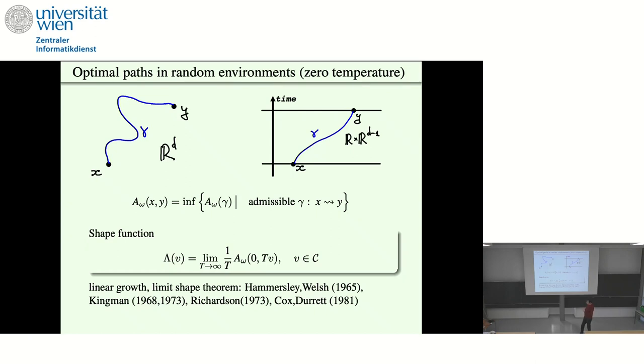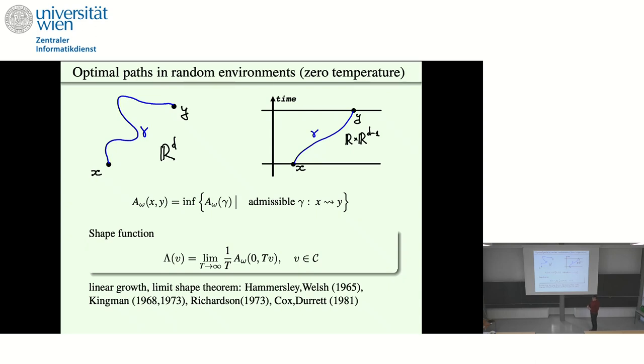Some problems in last passage percolation type are more directed. Maybe there's a time, maybe there's some directed cone in which you're considering this path. So that's that situation. For each path you assign an action, that's A, it's random, and then you find the optimal path. For a broad family of these problems, there is an optimal path.